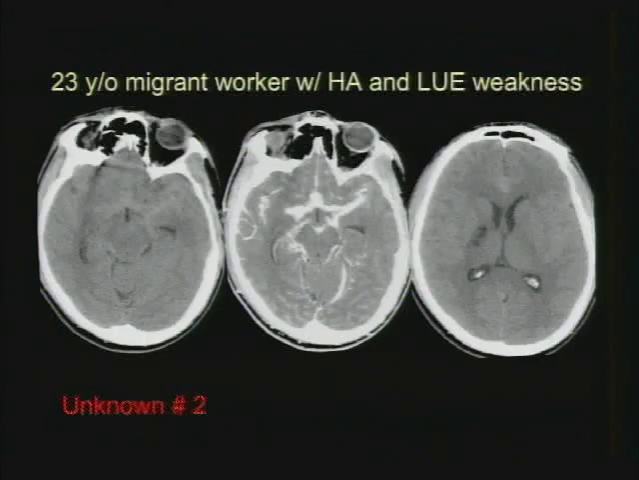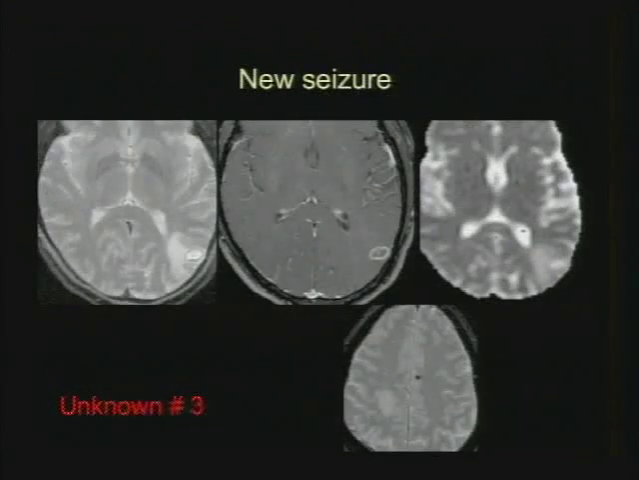Okay, so this next case is a 23-year-old migrant worker who comes in with a headache and left upper extremity weakness. Okay, this next patient comes in with a new seizure.